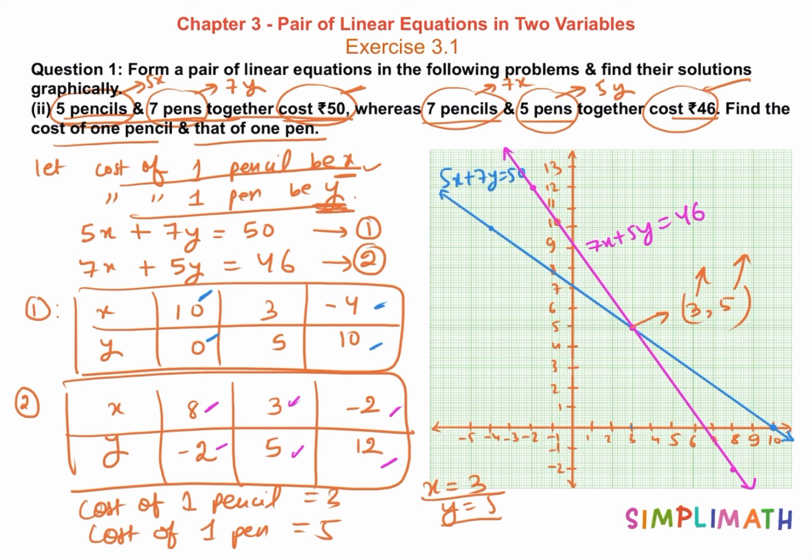And we can cross verify by putting the values over here. So we know 5x plus 7y equals 50. Let us put the values. 5 into 3, 15, plus 7 into 5, 35, and this equals 50, which is equal to the RHS, right? So you can cross verify your answer in this way.